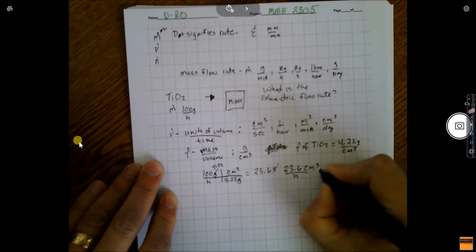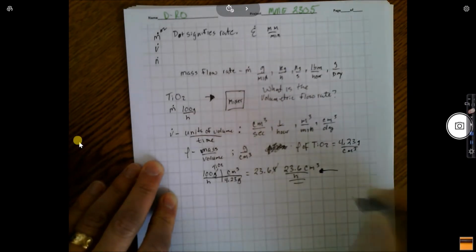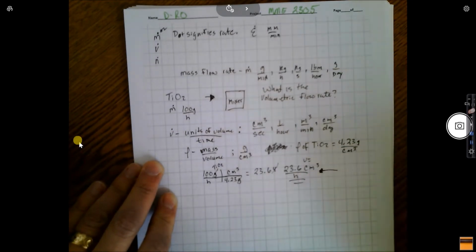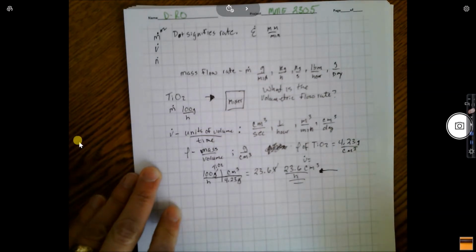And always when you do some sort of calculation, note where your answer is. And I probably should have put equals V-dot, but here, we'll just put it up there just for good bookkeeping. So we have our volumetric flow rate now of 23.6 centimeters cubed per hour.